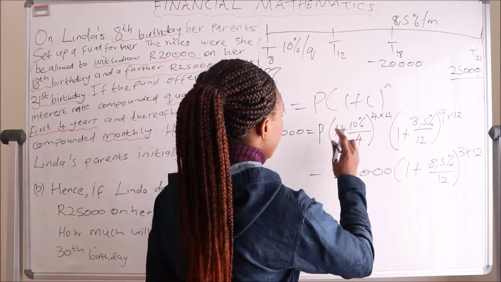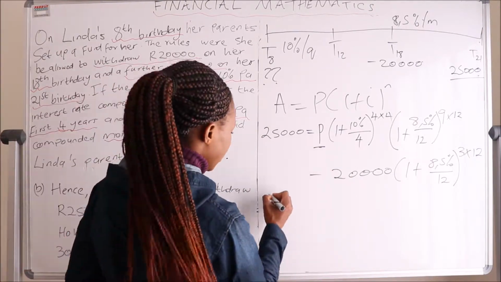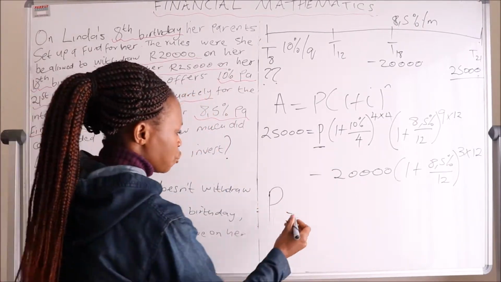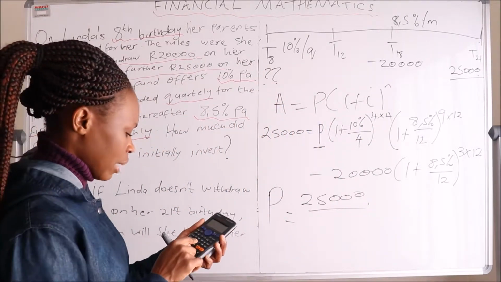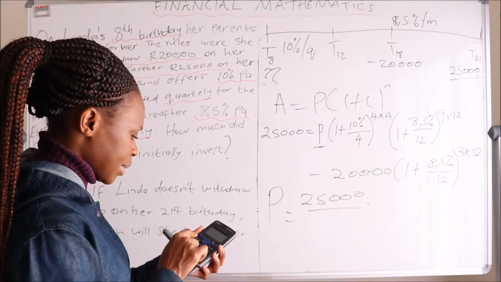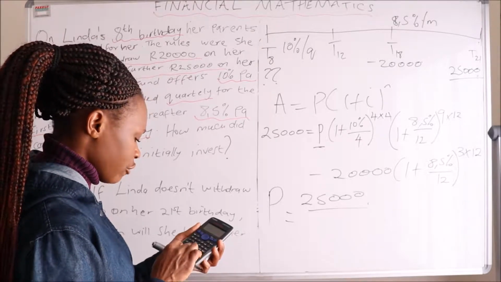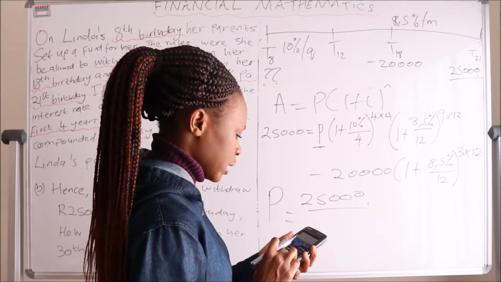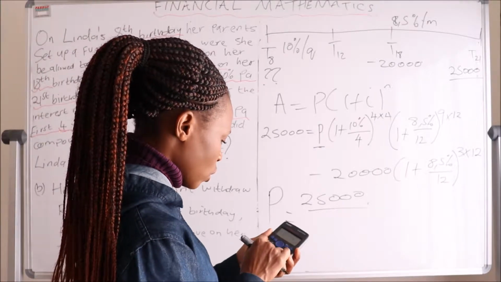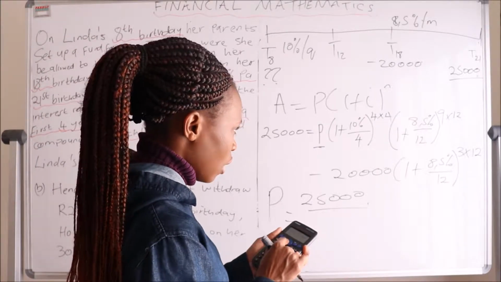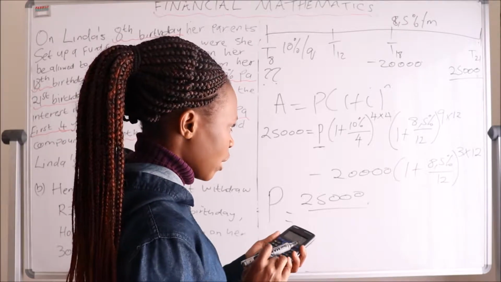And from here we just calculate that and divide A by whatever we find there, so that we get the value of P. So the value of P will be 25,000 divided by whatever we find from that amount. So that's 1 plus 10%, the interest rate for the first 4 years, divided by 4, to the exponent of 4 multiplied by 4, because it was compounded quarterly. Then we also have 8.5%, which happened for 9 years, so that will be 9 multiplied by 12, the reason being it was compounded monthly.